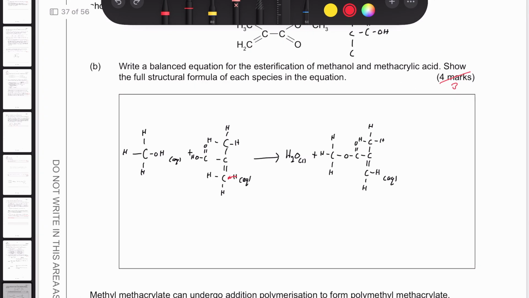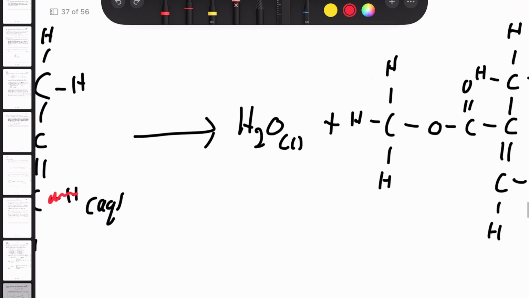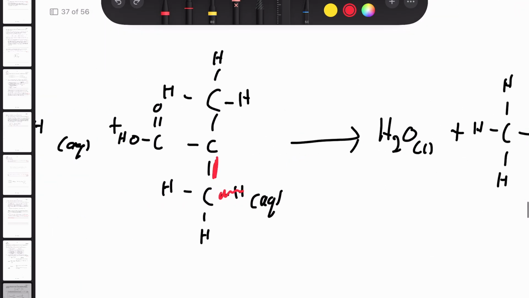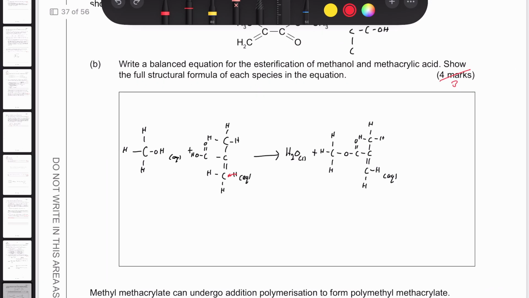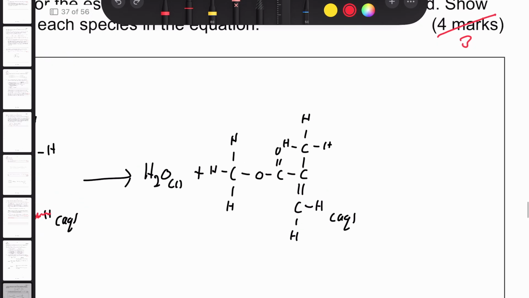I think you got, let's see, 1 for the methanol structure, which I got right. You got 1 for the carboxylic acid structure, which I nearly got right. It's just that when I added that double bond, I didn't get rid of that hydrogen. But otherwise, my structure of the ester and balancing was correct. Balancing because you needed water.